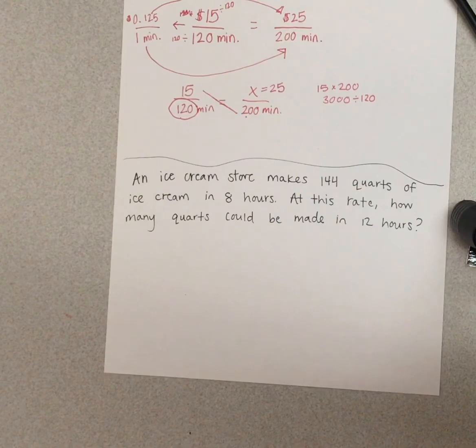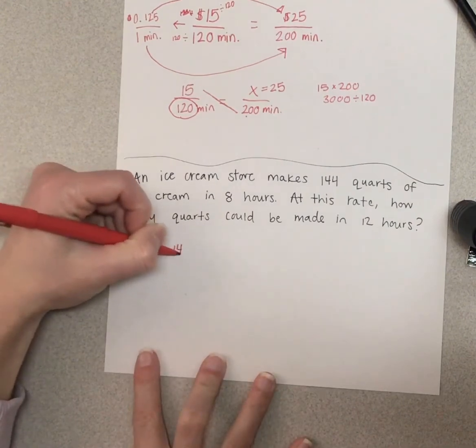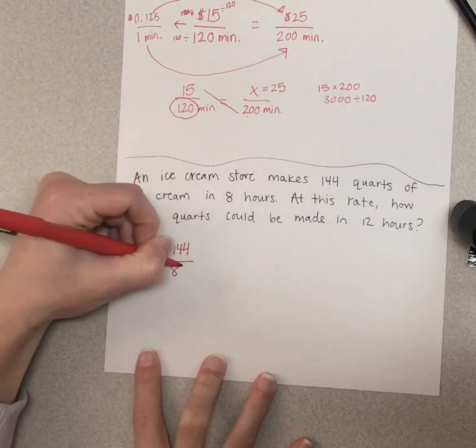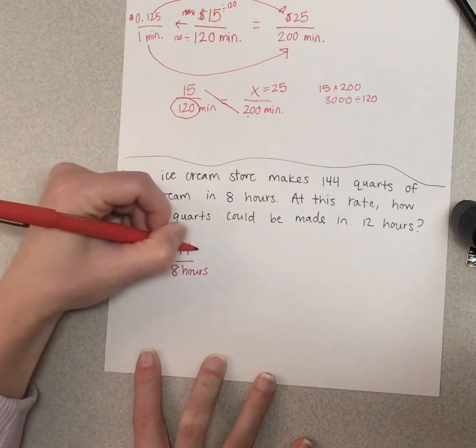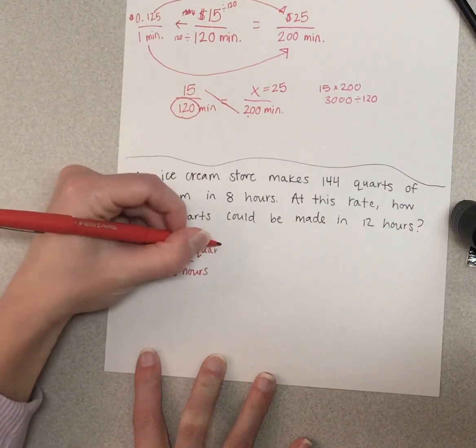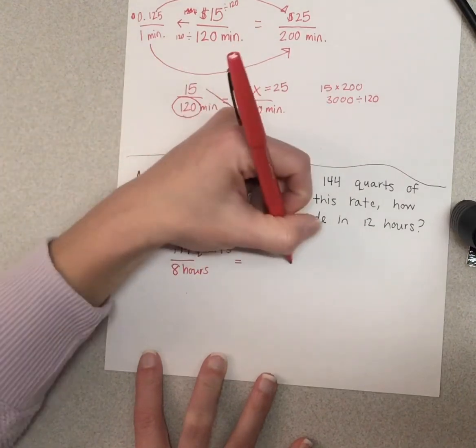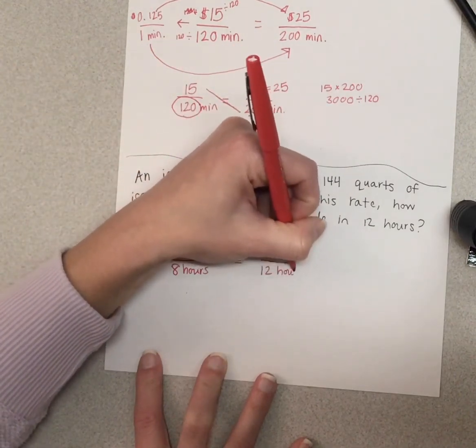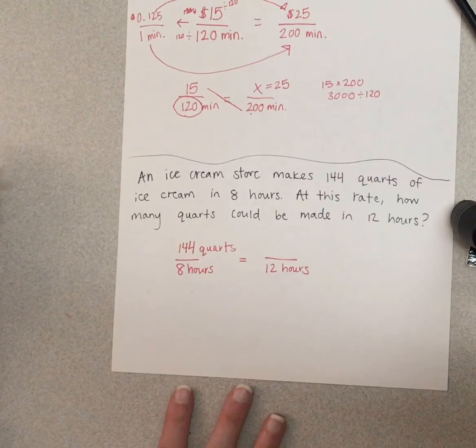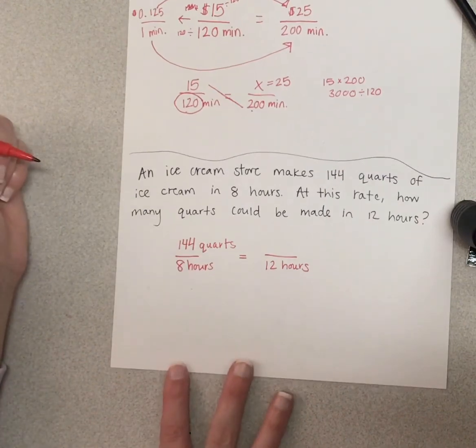All right, you guys, let's go through the answer. So an ice cream store makes 144 quarts of ice cream in 8 hours. I'm going to set that up as my rate. At this rate, how many quarts could be made in 12 hours? Make sure you keep your hours across from hours. It's okay if your hours were up top, but mine are on the bottom. That's okay. You should still get the same thing no matter how you did this.